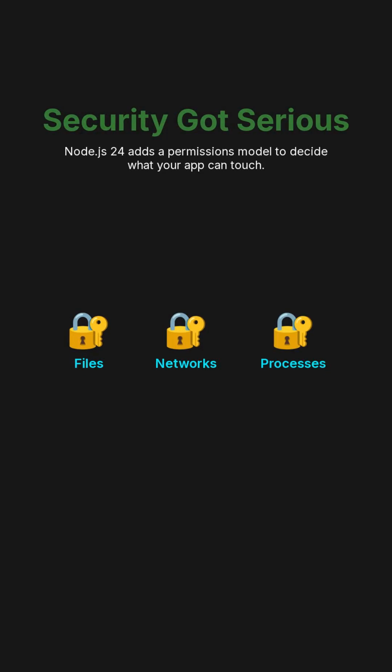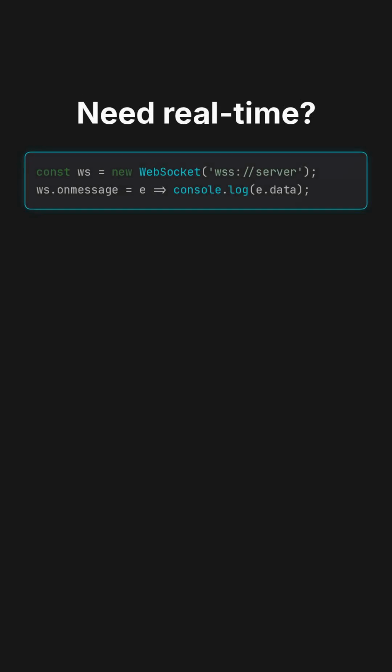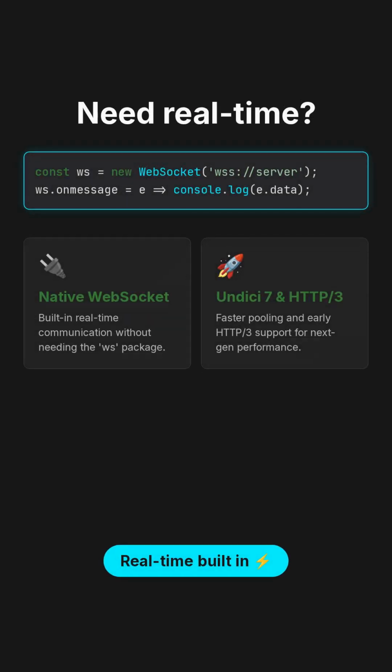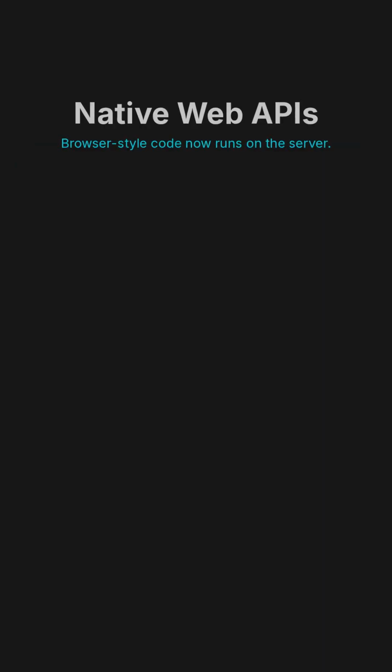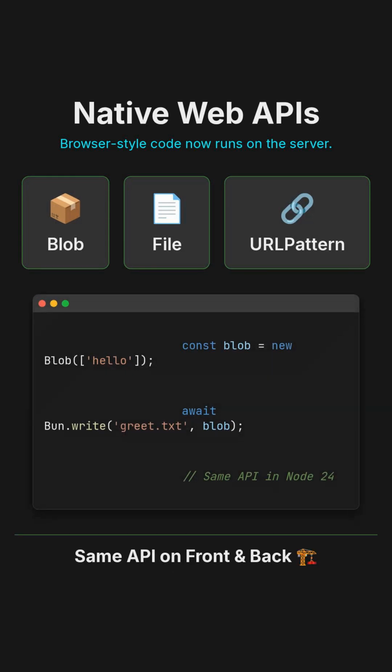Security got serious. Node 24 adds a permissions model. You decide which files, networks, or processes your app can touch. Need real time? The new WebSocket API is built in, no ws package needed. Plus, Undici 7 upgrades HTTP with faster pooling and early HTTP/3 support. Blob, File, and URLPattern are now native. That means browser-style code runs on the server, fewer dependencies, smaller attack surface.